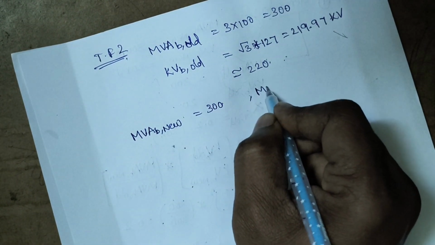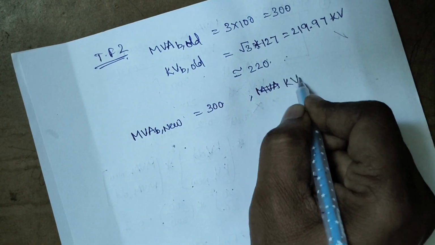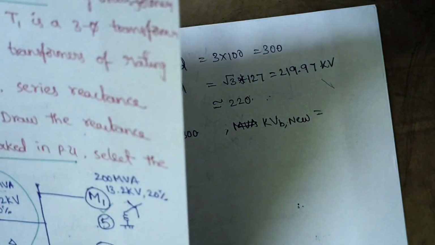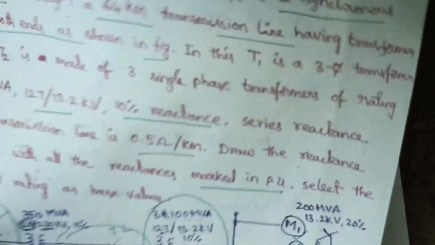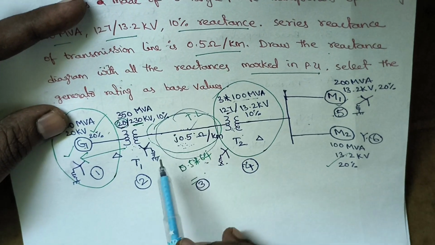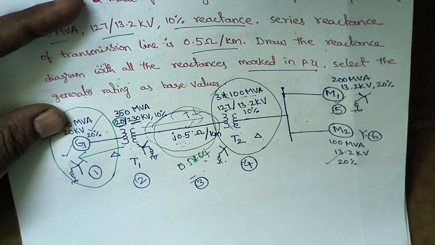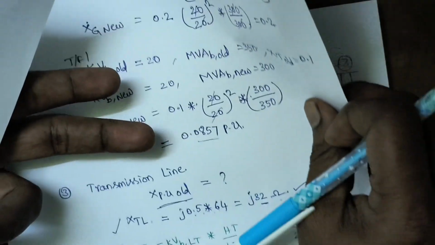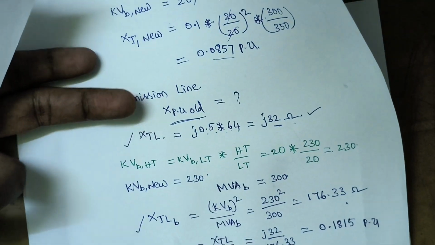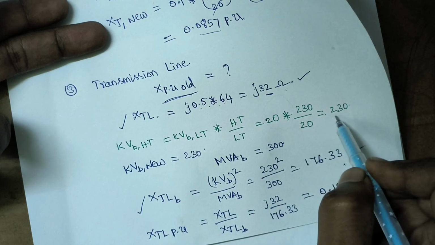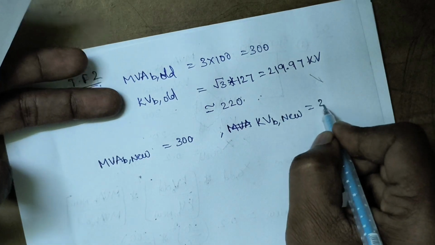Next, KVB new is equal to, yes, what is KVB new here? KVB new in the sense, this is the kV of the transmission line, because on this side we are going to find out. So hence what is this value? Here we found that, I think so. Yeah, this is that value. See this, I think it is visible to you. Yeah, KVB 231. So 230. So hence I will take this as 230.